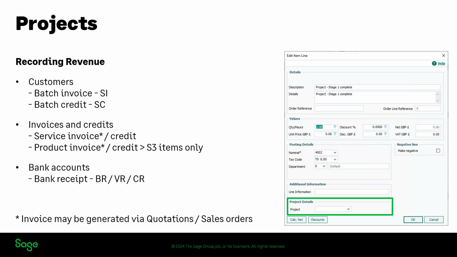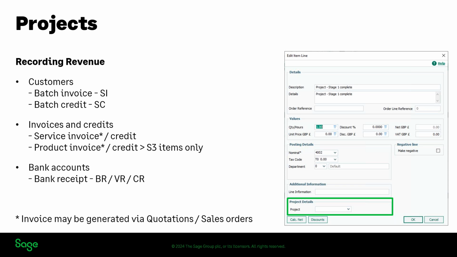So you can enter revenue in a few different areas. One is obviously customers, as a batch invoice or batch credit. You've got those 2 additional columns again. Bank accounts, when you're entering a bank receipt, so just money coming in where you haven't invoiced and you want to record that against a specific project. So again, you've got those 2 additional columns. The difference is when it comes to invoices and credits.